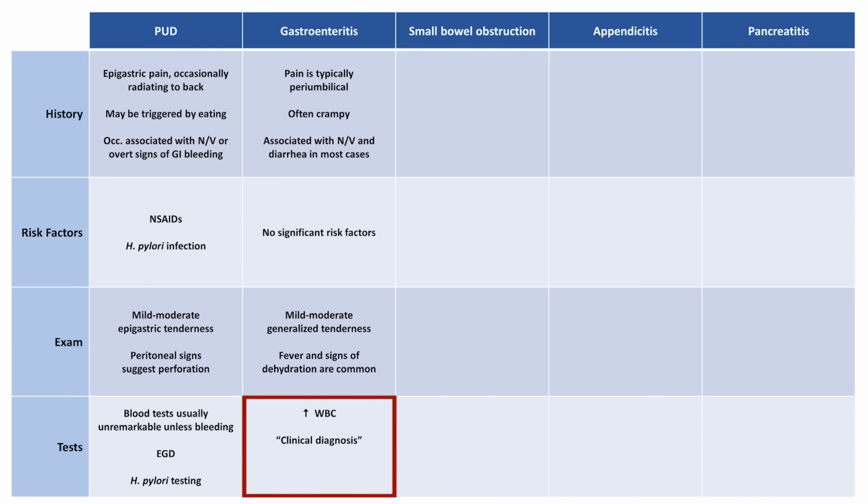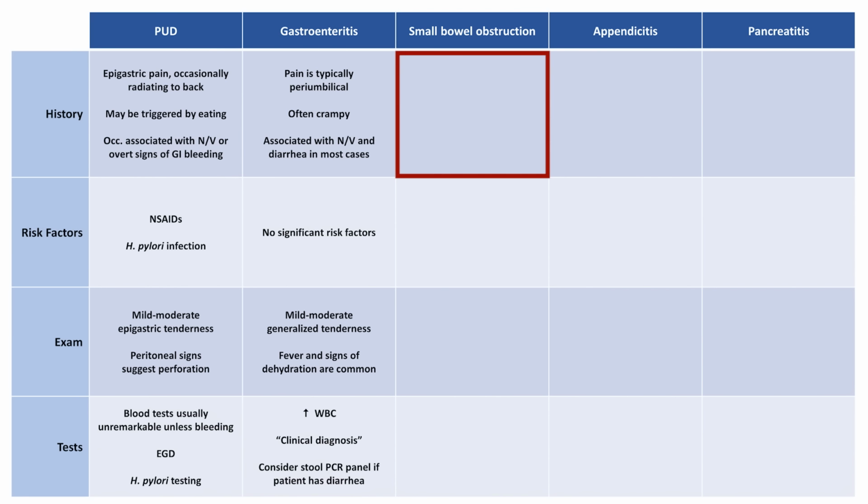In just the last several years, some U.S. medical centers have begun employing stool PCR panels for some patients presenting with diarrhea in order to identify the specific pathogen. Like gastroenteritis, the pain from a small bowel obstruction is typically periumbilical and crampy. It's associated with nausea and vomiting, abdominal distension, and an absence of flatus.